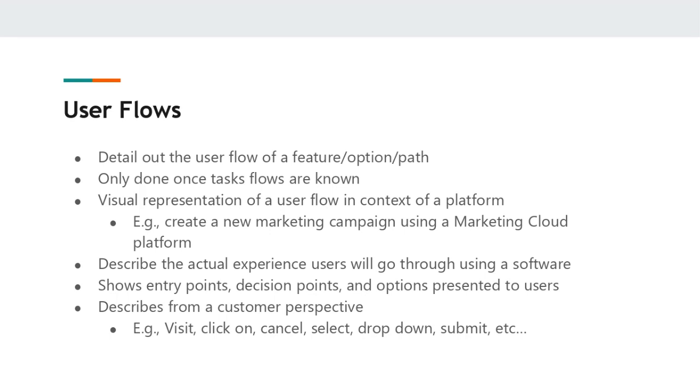So knowing the task, is there something broken? Is there something missing? Or is there something reversed that you think is not logical and will throw people off and they'll be very confused? It's a visual representation of user flow in the context of a platform. So we went from the task of creating a marketing campaign to now saying create a marketing campaign using the marketing cloud platform. Buy a ticket to a show, now using Ticketmaster. What is that experience?